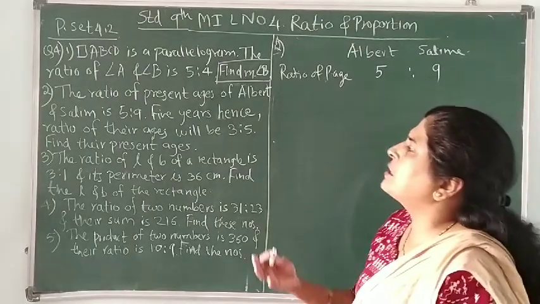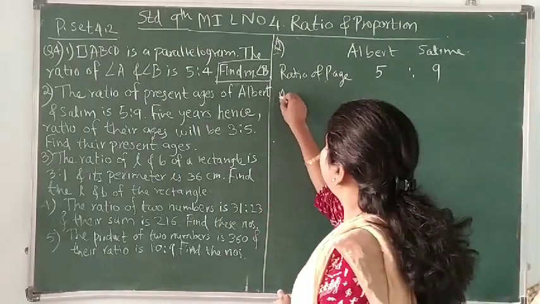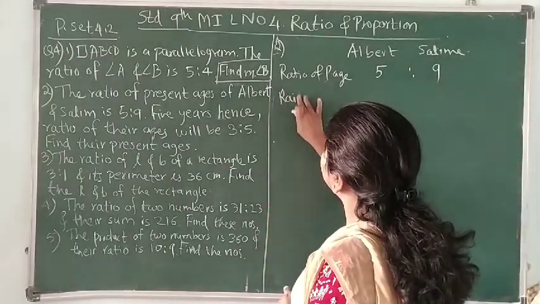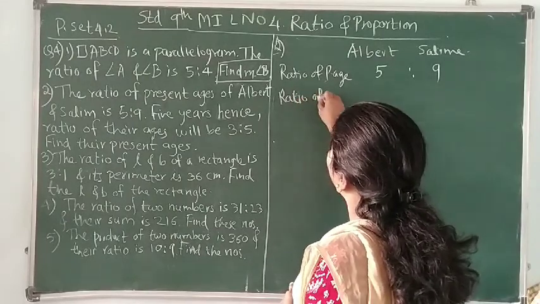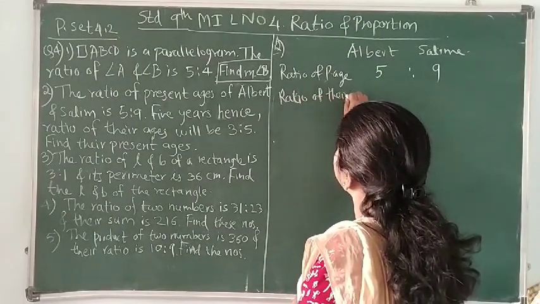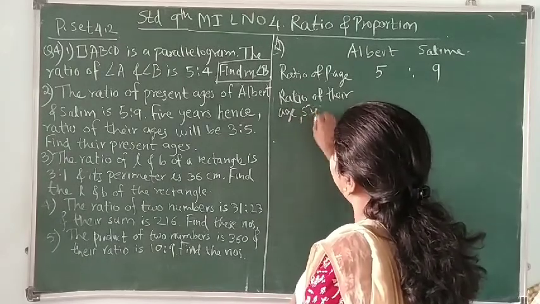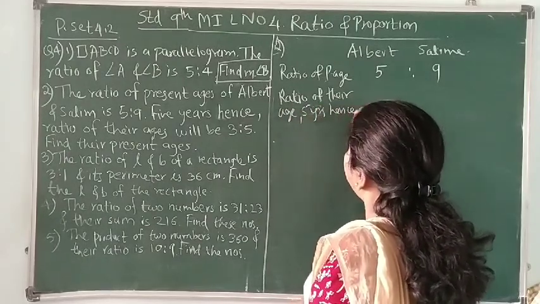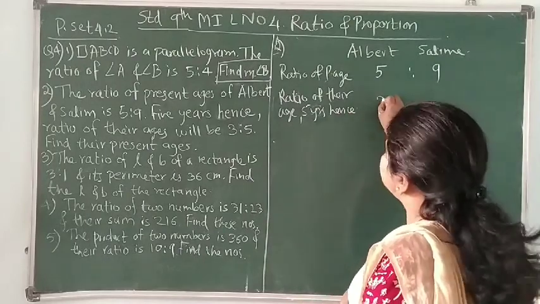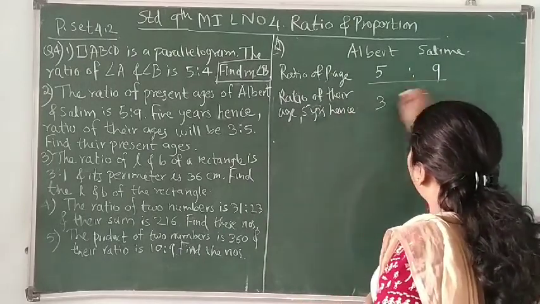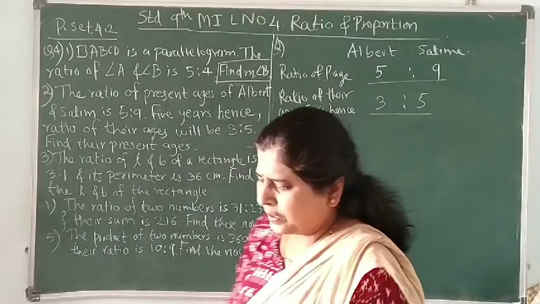And 5 years hence, ratio of their ages. Okay. It's given to us. It is 3:5. Now when we have 2 ratios given, so what should be taken?